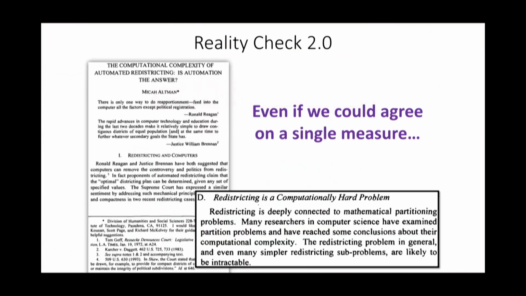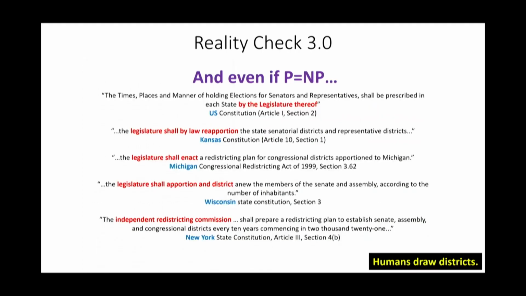Reality check number 2 is that even if somebody did give you an objective function, for just about any interesting objective function, it's very obvious that generating the best possible districting plan is NP hard. And by the way, it doesn't even matter because the law doesn't say that computers have to draw the best district. So even if P equals NP, you really could extract the best possible districting plan using an algorithm. It doesn't mean you have to use it, at least the way the law is written now.